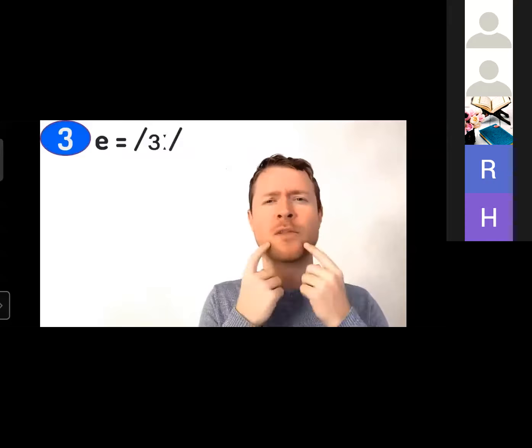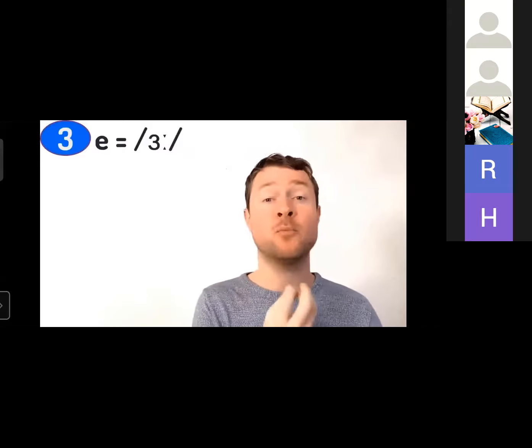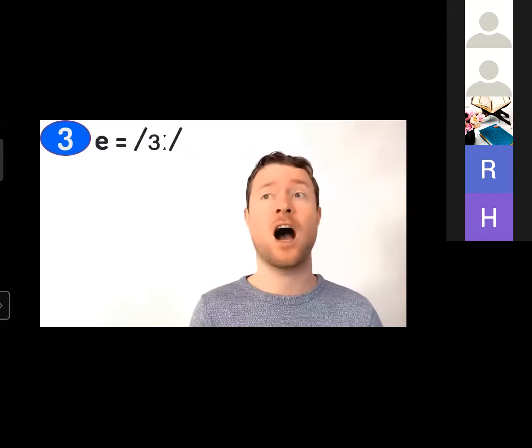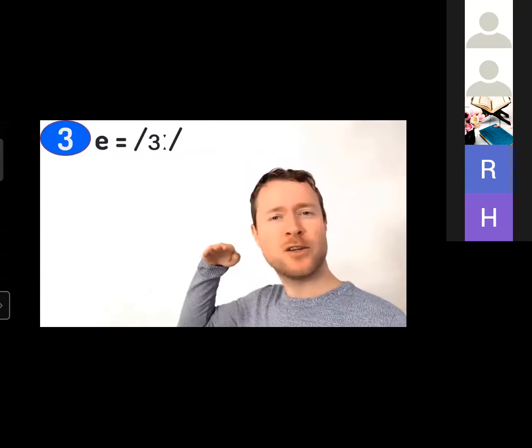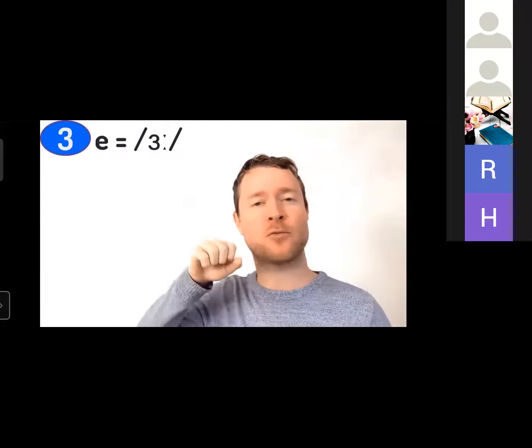Okay, it's a really relaxed sound. We start with our mouth in the same position that you make the schwa sound in English, but this time we make it a little bit longer. Make sure you're vibrating your vocal cords. Imagine it's trying to continually push that sound out of your mouth.